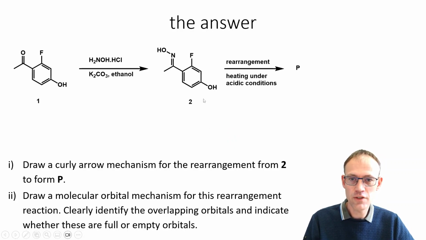So the first thing that you should hopefully realize is that the question asks to draw a curly arrow mechanism for the rearrangement from 2 to form P. And what that means is that we are only interested in this part of the reaction. We aren't really interested in the conversion of the starting material 1 to intermediate 2.